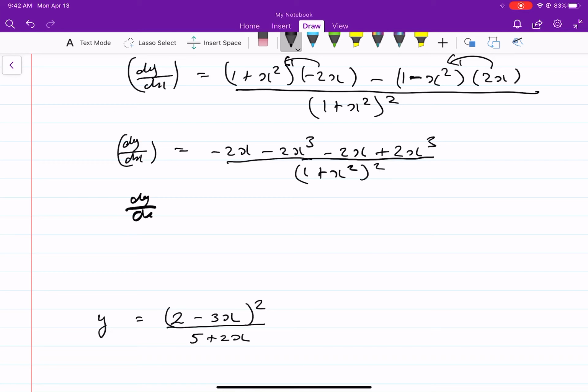dy/dx is equal to the minus 2x cubed and the plus 2x cubed will cancel out. What's left on top? Minus 4x. What's on the bottom? (1 plus x squared) all squared. That's dy/dx.